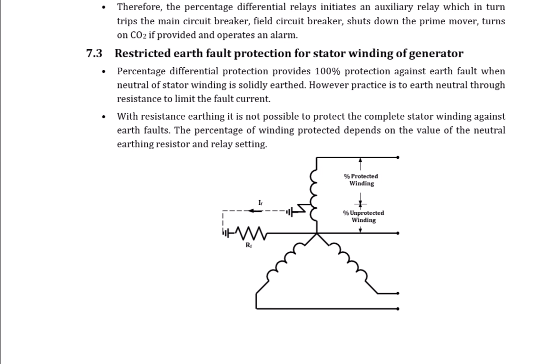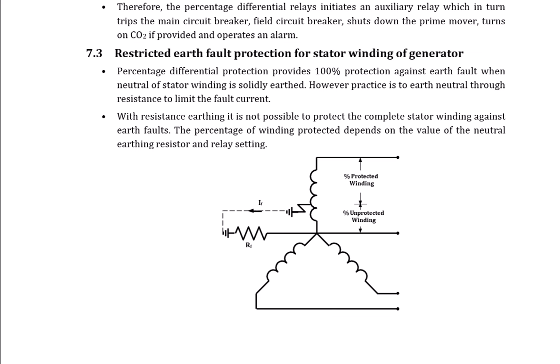Percentage differential protection provides 100% protection against the earth fault when the neutral of the stator winding is solidly earthed. However, the practice is to earth the neutral through a resistance to limit the fault current. With resistance earthing, it is not possible to protect the complete stator winding against earth faults. The percentage of winding protected depends on the value of the neutral earthing resistor and the relay setting. So, to fully protect the stator winding against the earth fault, we have to make some modification.